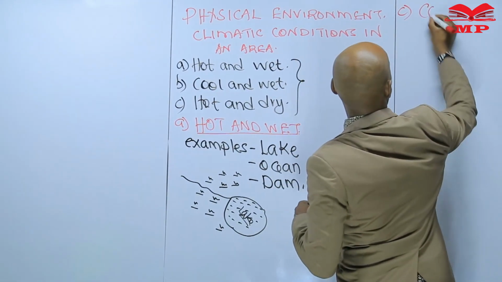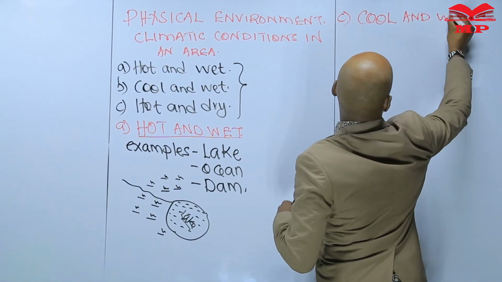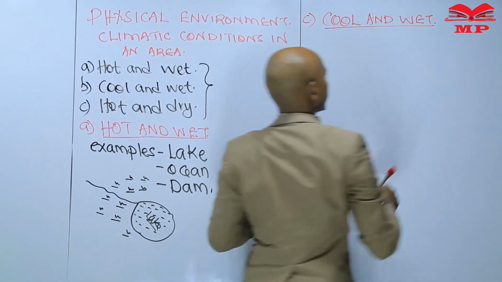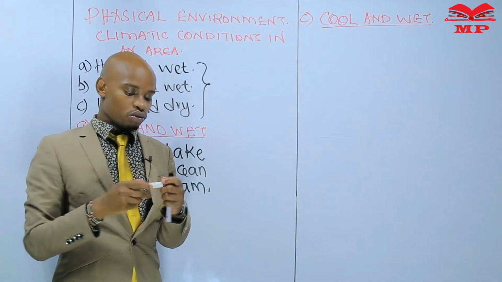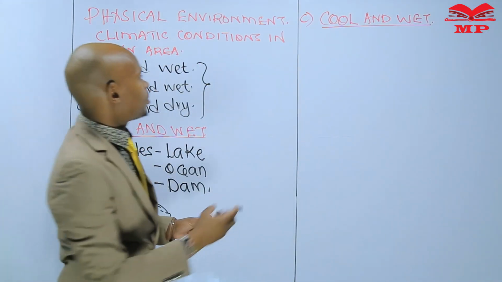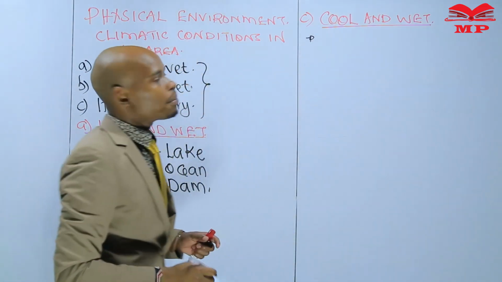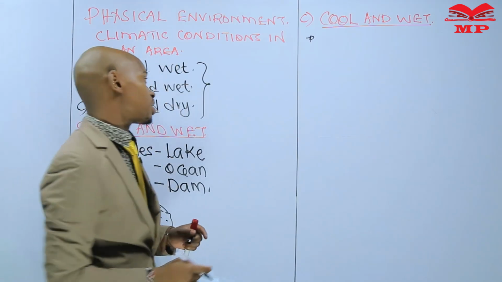On to our second climatic condition, and that is cool and wet. Cool and wet conditions. What evidence shall we be looking for when we want to say that an area indeed experiences cool and wet conditions? Number one, we need to see some crops that tell they do well in cool and wet conditions.